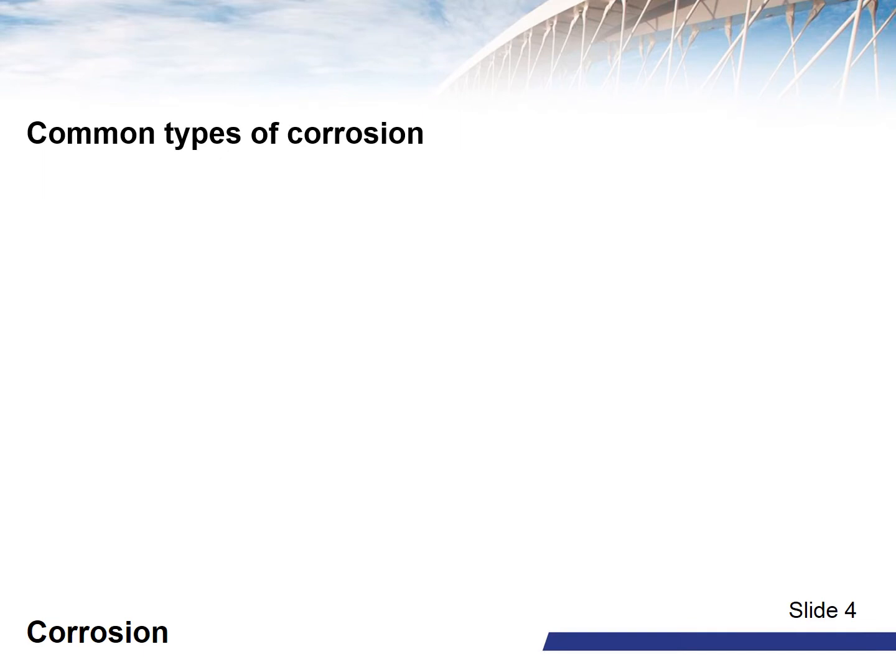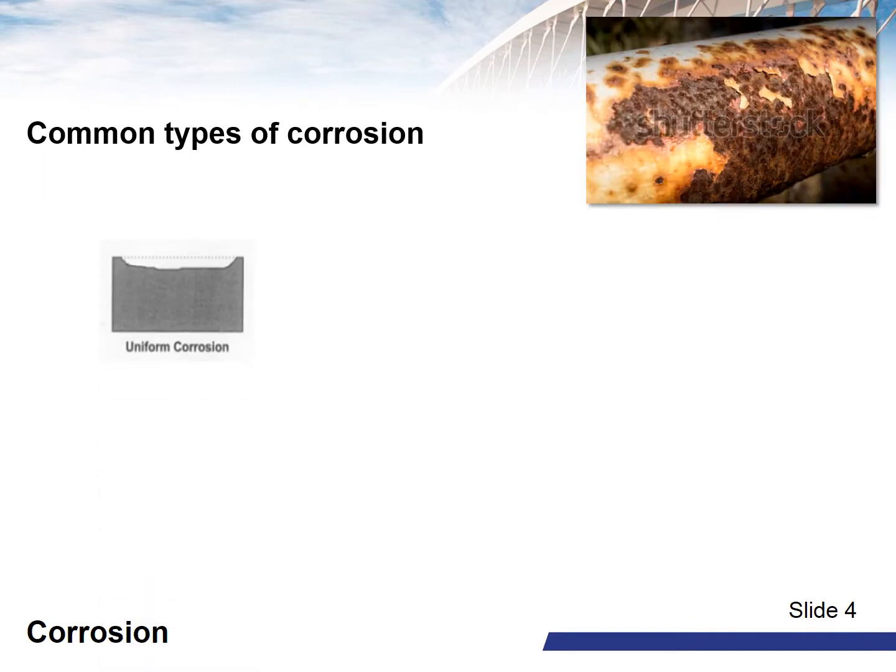Common types of corrosion. Uniform corrosion. This is the most common form of corrosion, which usually takes place evenly over large areas of a material's surface.